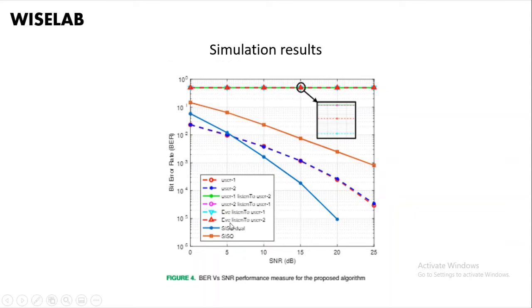And for the external eavesdropper as well, where we have Eve trying to listen to the information intended for user 1, the BER is also completely 0, and for Eve trying to listen to user 2, the BER is also completely 0. Therefore, we can say that this proposed system is completely secure against both internal and external eavesdroppers.